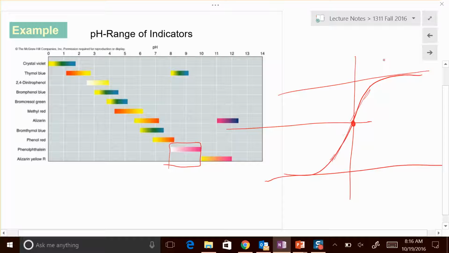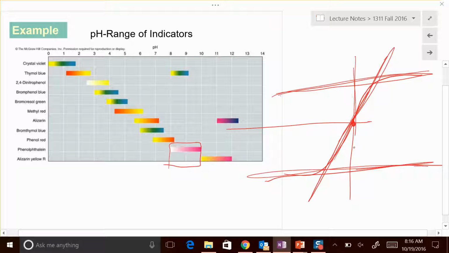Okay, so we essentially have three lines here. One here, and one here. And the middle of this line right here is my equivalence point, which is the point between these two straight lines here and here. Okay, that's my equivalence point. That's when I've reached equivalence.